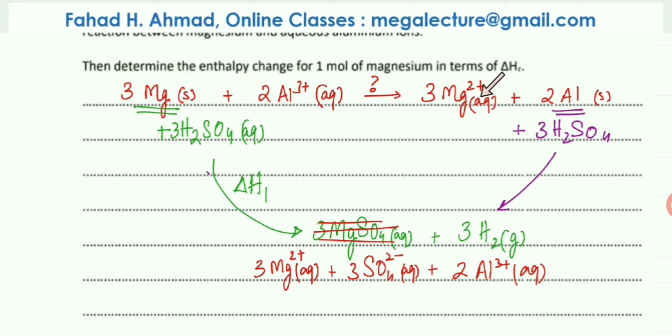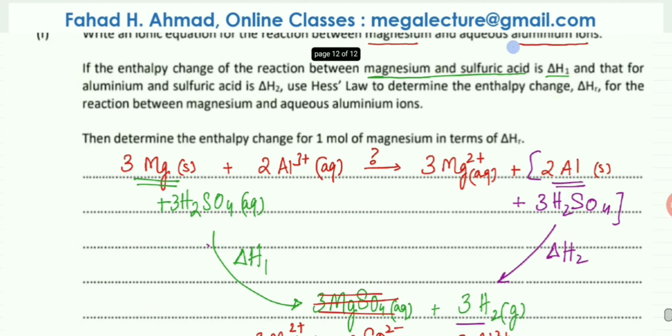The Mg2+ over here is as it is, so it's not taking part in the reaction. You can see it was present in the same state in the reactants, and it's present in the same state in the products as well. So it didn't take part in the reaction. So this reaction is purely aluminium reacting with sulfuric acid to produce H2 and aluminium sulfate aqueous. And this is your enthalpy change 2, as the question had stated. It had clearly stated that magnesium with sulfuric acid is given as delta H1, whereas aluminium with sulfuric acid is given as delta H2.